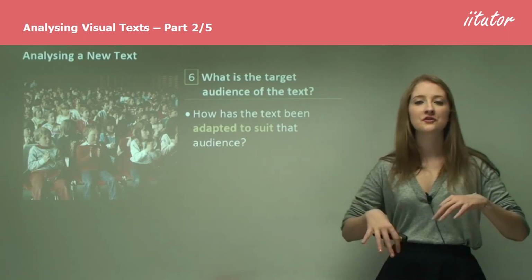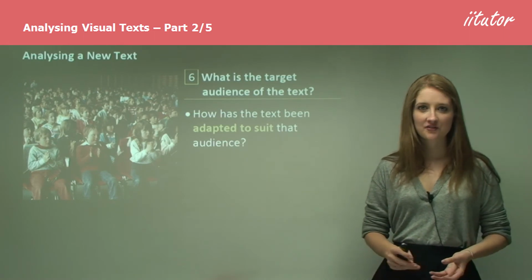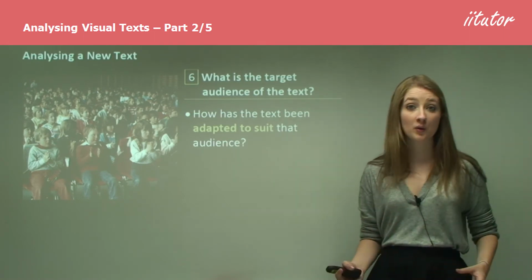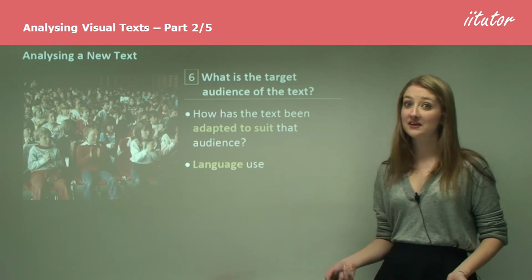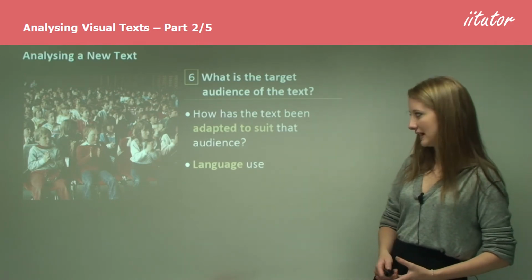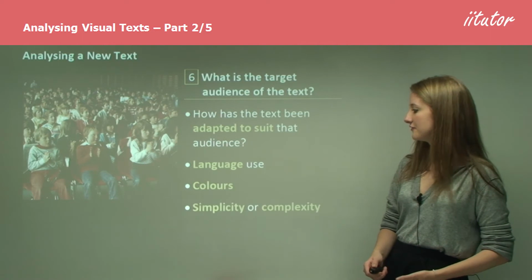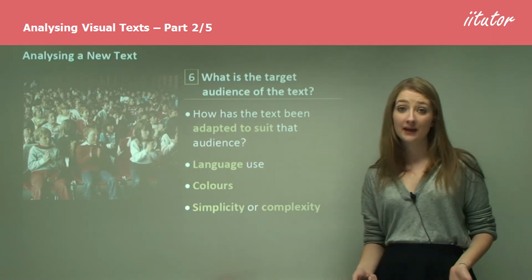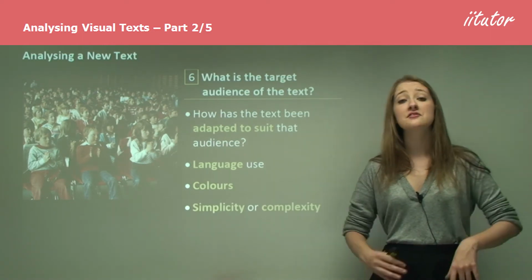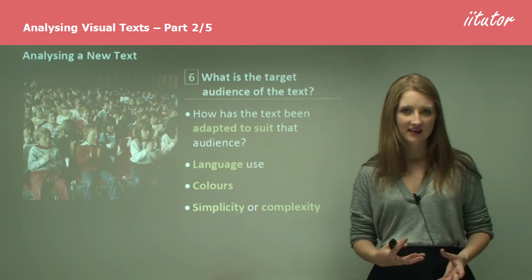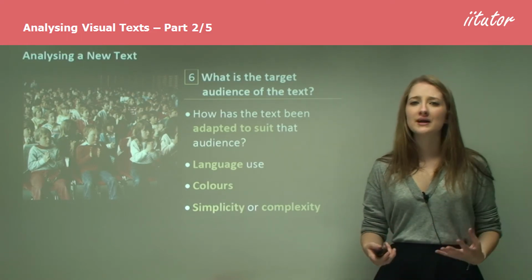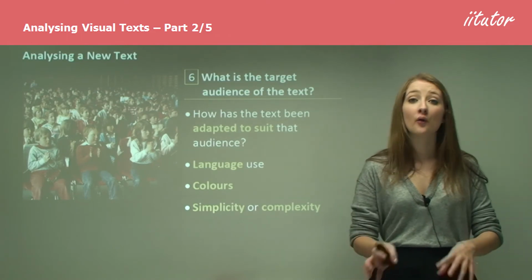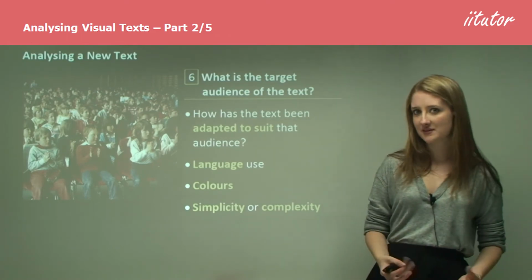Equally, is it for educational purposes? Is it for adults who are watching a serious film? You can really consider things like language use when you're considering that. Colours and simplicity or complexity are really important because how complex a text is going to give you a really significant hint about the degree of sophistication that the audience being aimed at possesses.